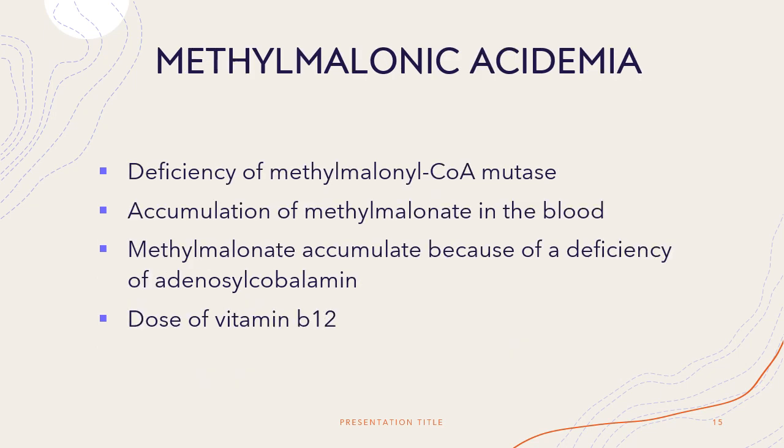Then you have methylmalonic acidemia. It is caused by a deficiency in methylmalonyl-CoA mutase, which is absent or deficient in methylmalonic acidemia. This enzyme is involved in the conversion of propionyl CoA into succinyl CoA. There is an accumulation of methylmalonate in the blood.